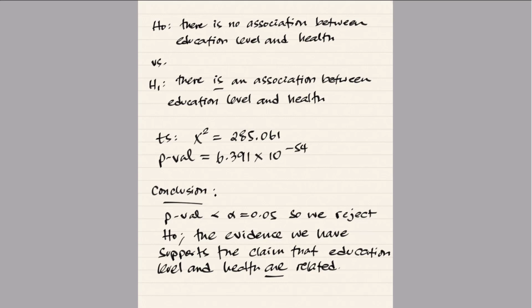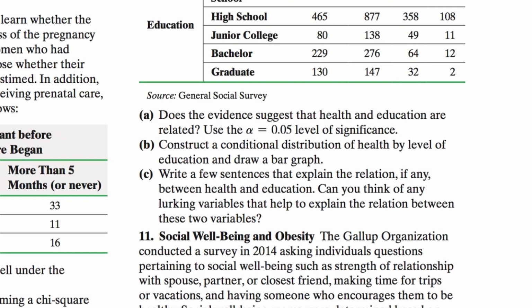Now let's take a look at the rest of the question. So what we just had on the screen there is our response to part A, which is asking, does the evidence suggest that health and education are related? And our answer is yes, they are. And we rejected the null hypothesis.